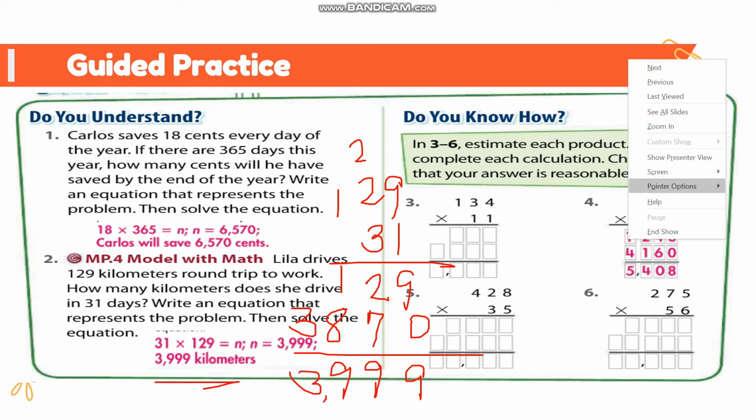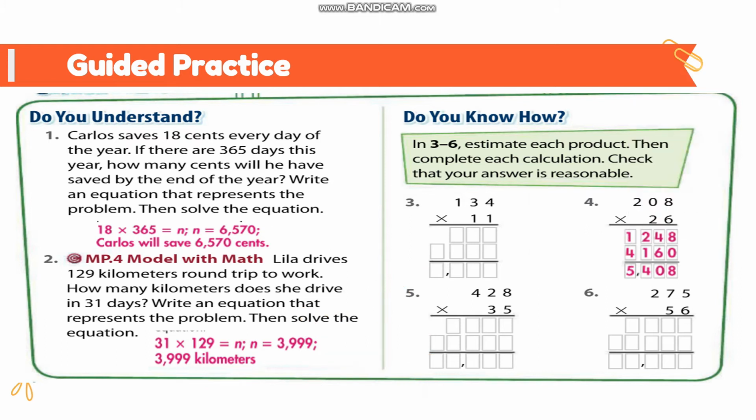Number 3. 4 times 1 is 4. Then 1 times 3 is 3. Then 1 times 1 is 1. Then I need to put 0 before multiplying the same digit. So if it is the same digit, I'll just copy 4, 3, 1. Then add.